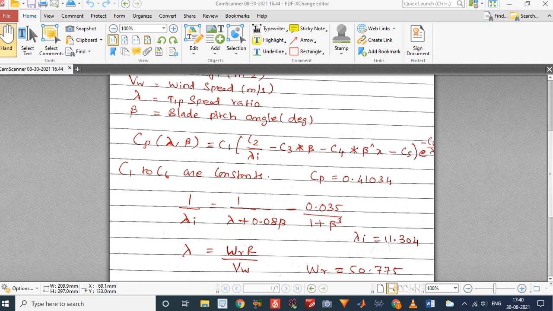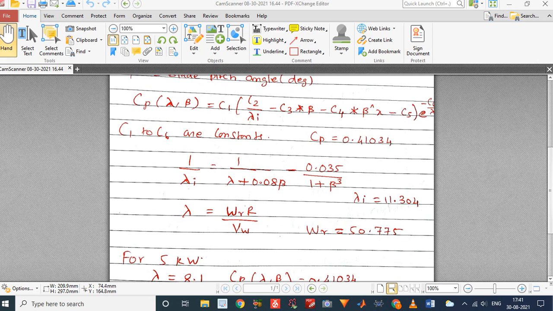Okay, the Cp equation will be C1 into (C2 upon lambda i minus C3 into beta minus C4 into beta power x minus C5) into e to the power minus C6 upon lambda i. C1 to C6 are constants. Now 1 upon lambda i will be 1 upon (lambda plus 0.08 beta) minus 0.035 upon (1 plus beta cube). The lambda would be omega r into r upon v. Omega r will be 50.775. After calculating, the Cp will be 0.41034.